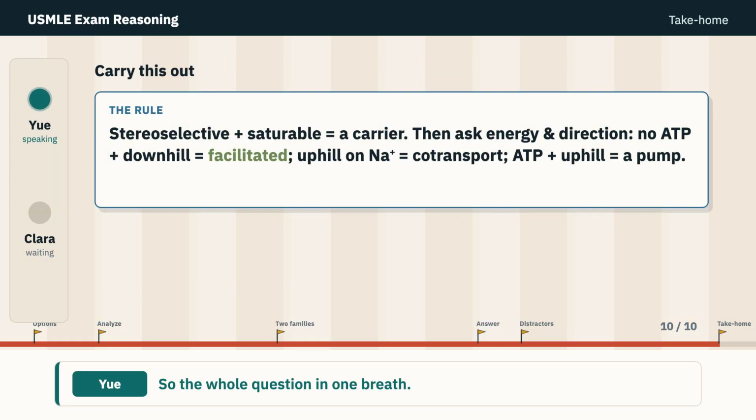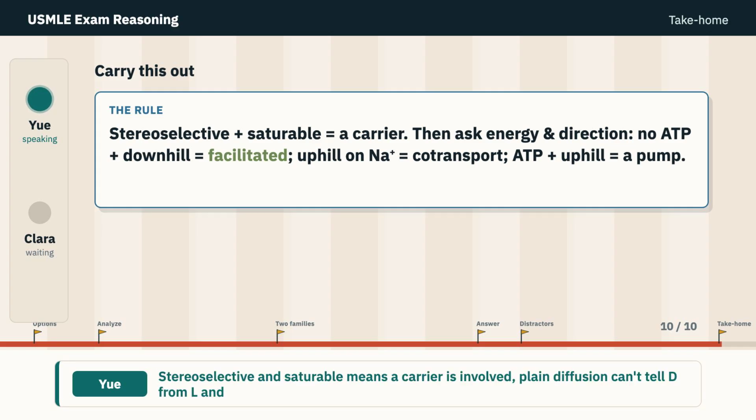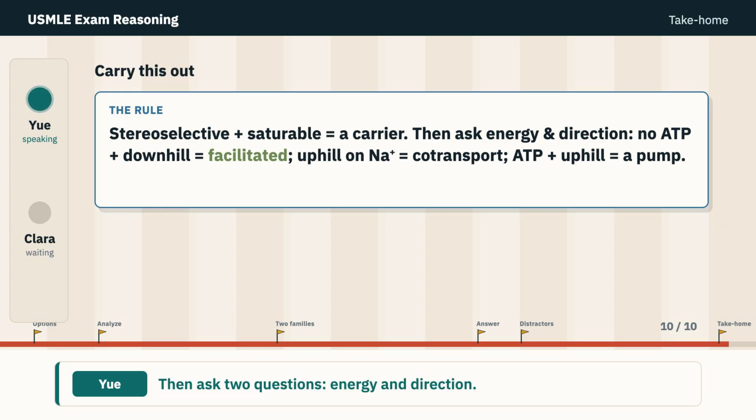So the whole question in one breath. Stereoselective and saturable means a carrier is involved. Plain diffusion can't tell D from L, and never plateaus. Then ask two questions. Energy and direction. No ATP and downhill is facilitated diffusion. The GLUT family. Uphill powered by sodium is cotransport. The SGLT family in gut and kidney. ATP driven uphill is a pump, and the insulin raising the ceiling names GLUT4 in fat and muscle.